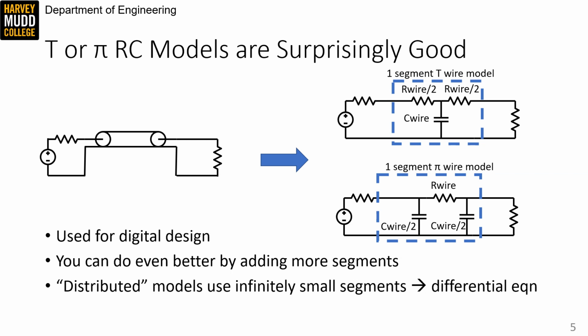So you might try to increase your accuracy, for instance, by making a two-segment T model, where we imagine we had 4 segments of R wire over 4 and 2 capacitors of C wire over 2, and then we stick those two T segments back to back. Or instead, you could go to a 3-segment or a 4-segment model, and eventually, when you cut up the wire into an infinite number of segments, each of which is differentially small, you wind up with something called a distributed model, which describes the voltage and the current in a wire using differential equations.